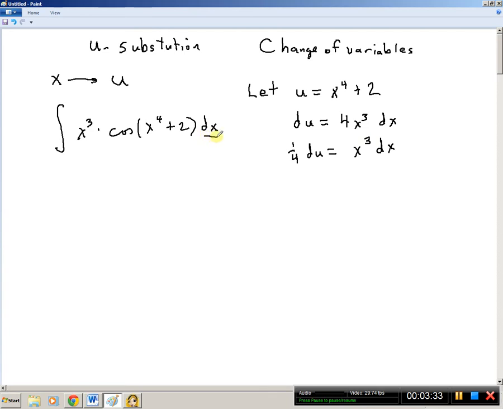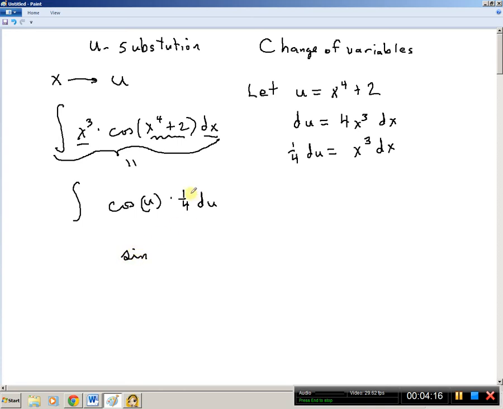Now look, here's dx, and here's x cubed, and here's x to the fourth plus 2, which we said was u. And so this whole integral can be replaced by the integral of cosine u. See how x to the fourth plus 2 turns into u, and then the x cubed dx turns into 1/4 du. And this whole integral is now seen as being the same as this. But this one, of course, is far easier to do. You can just find the antiderivative of the cosine, which is just the sine.